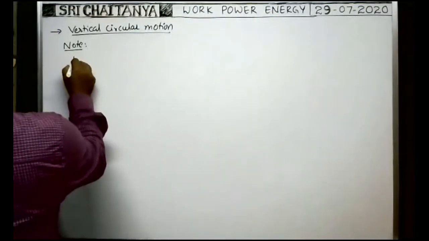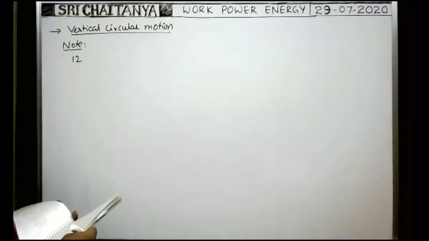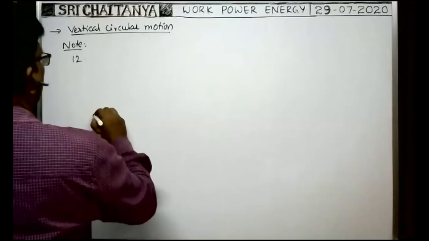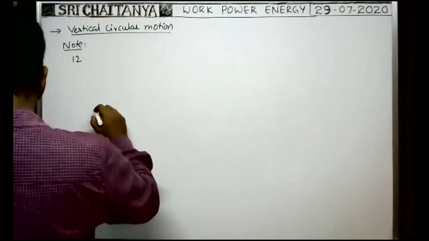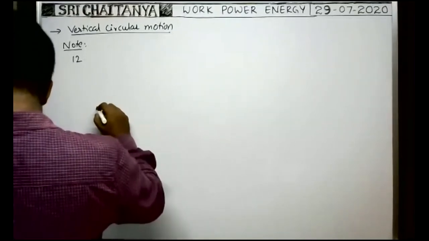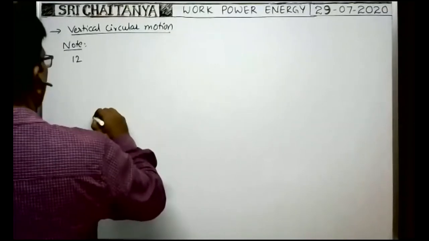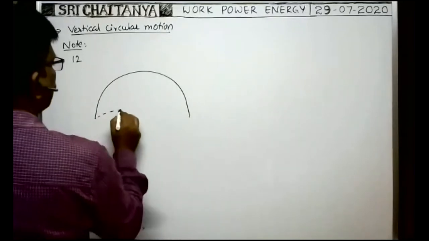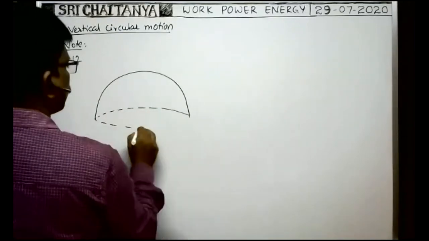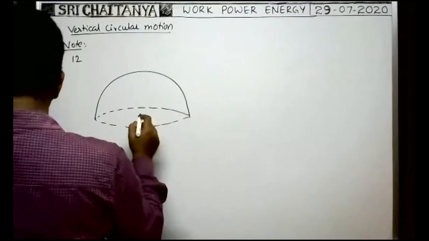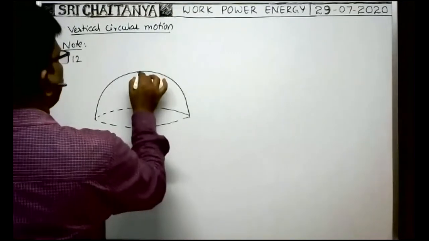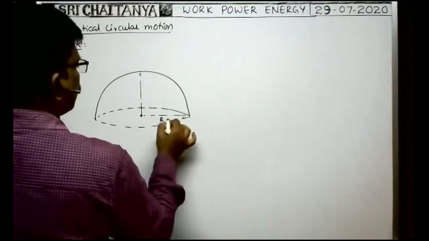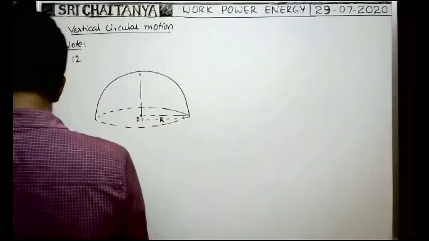You see next note point on the rough hemispherical surface. Here it is the rough hemispherical surface. Radius is here, it is the highest point, and radius is R, center is say O.